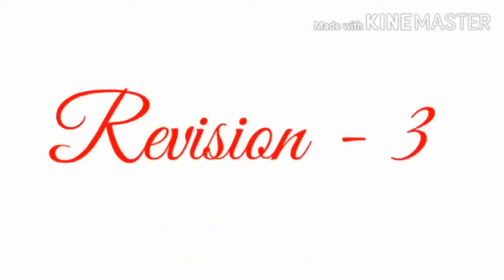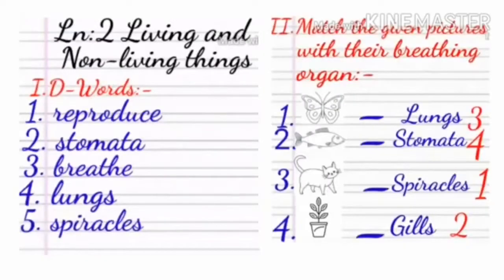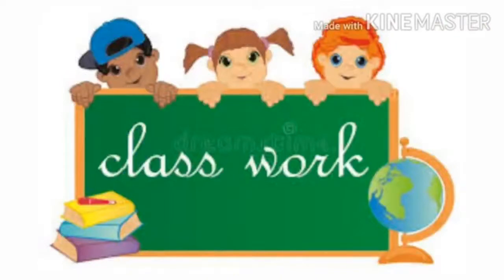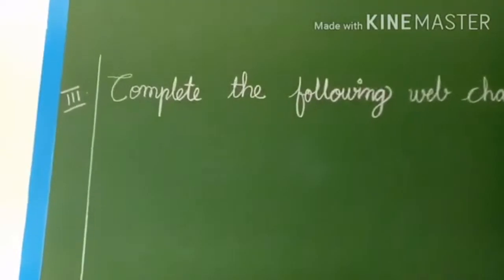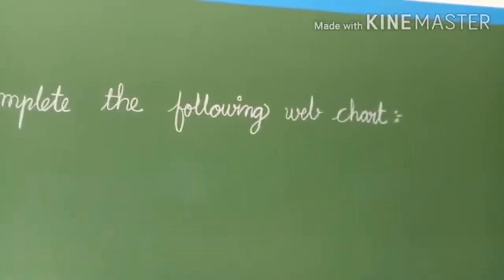Children, in our third revision class, we had finished the first Roman, D words, and the second Roman, match the following in our classwork, right? So let's continue the third Roman and fourth Roman in our classwork. Third Roman is complete the following web chart.